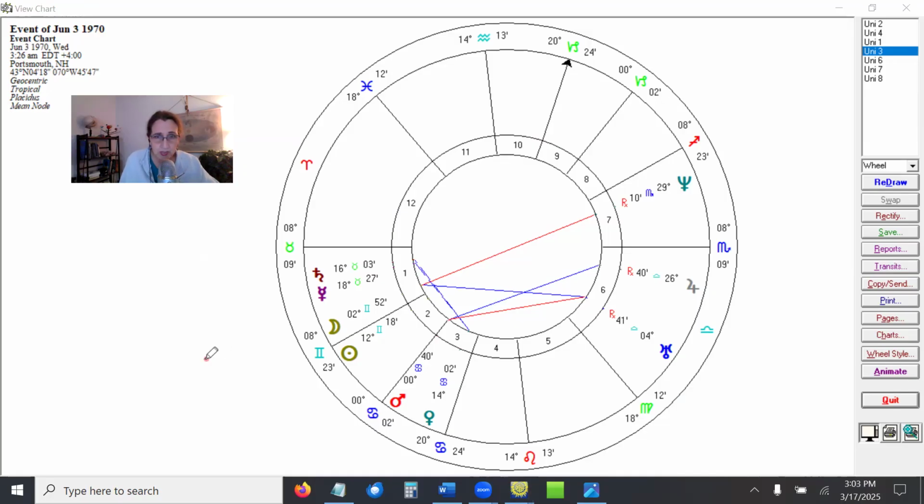I do not use whole signs or equal houses because I like the math of the Placidus house system. Nothing is so cut and dry and clean like equal houses. Nothing is like that in the world, so I don't believe it's true. So for me personally, I use the Placidus house system. The Porphyry house system is pretty easy too.